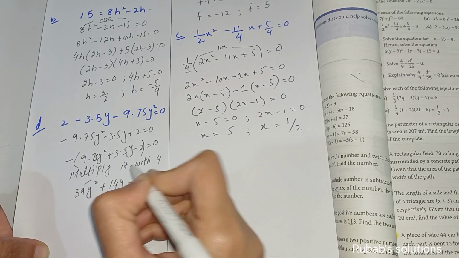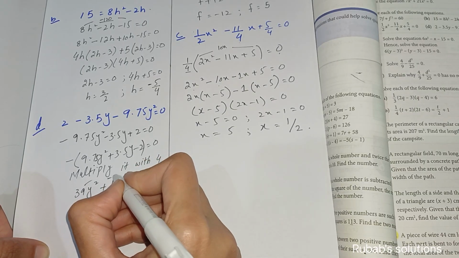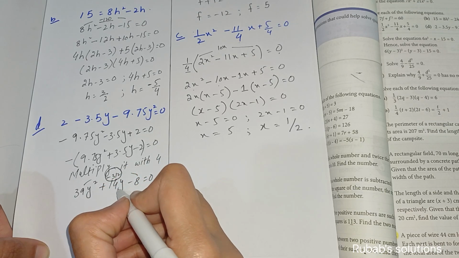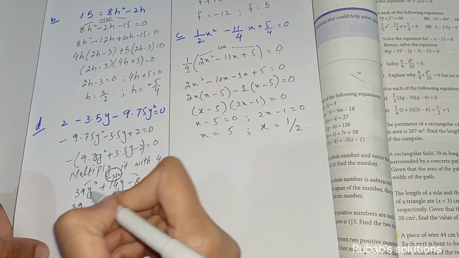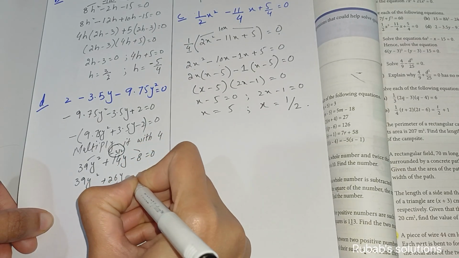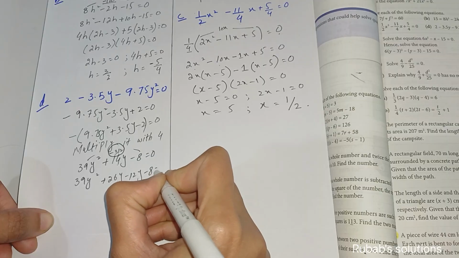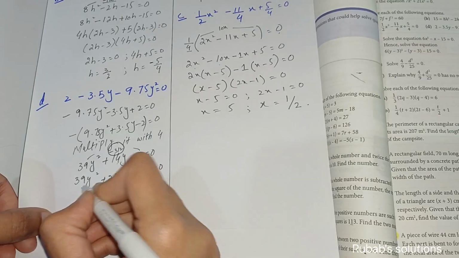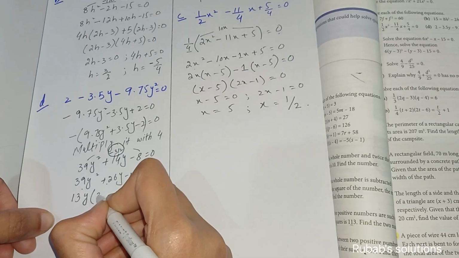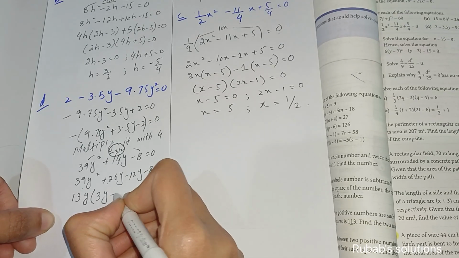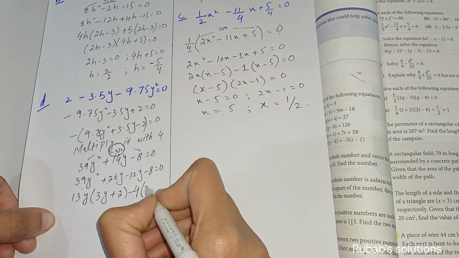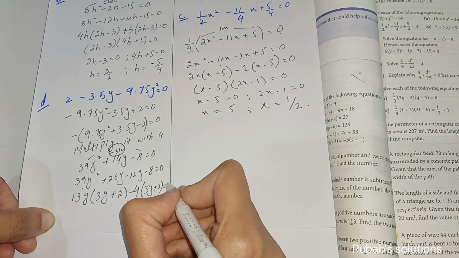Now 39 multiplied by minus 8 is minus 312. So I have to find two numbers whose difference gives 14. So I got 13y square plus 26y minus 12y minus 8 is equal to 0. From these two terms I can take 13y common, and the bracket will be 3y plus 2. From these two I can take minus 4 common, and from here it is 3y plus 2 is equal to 0.